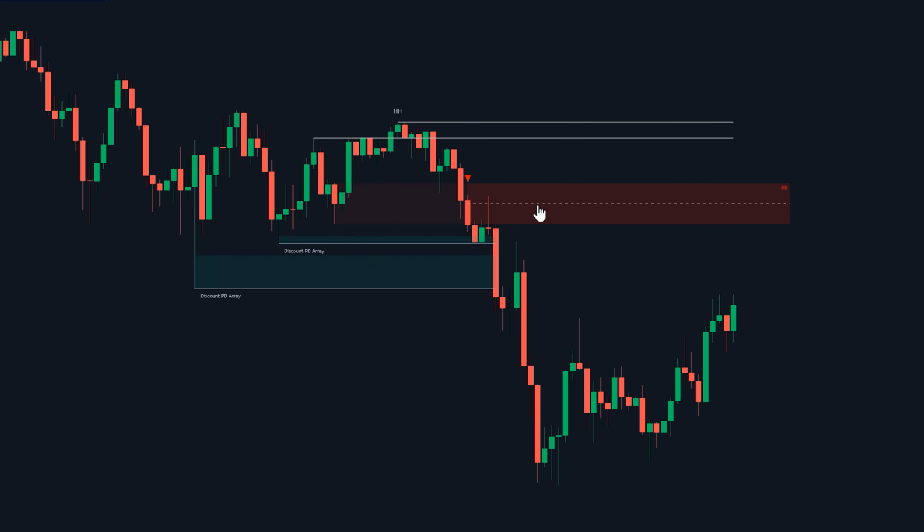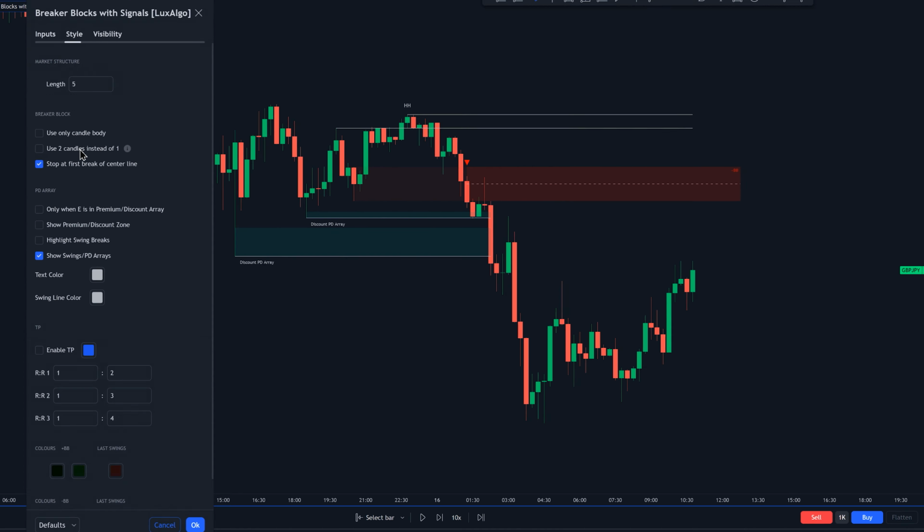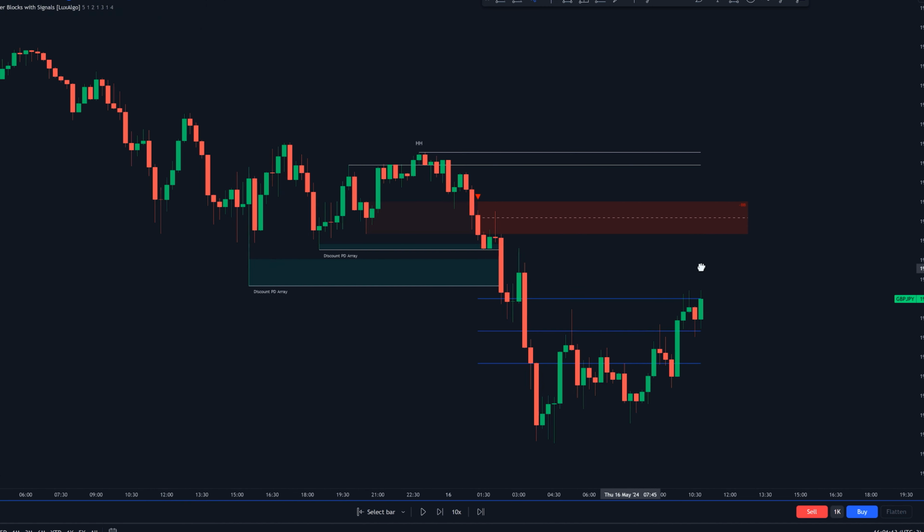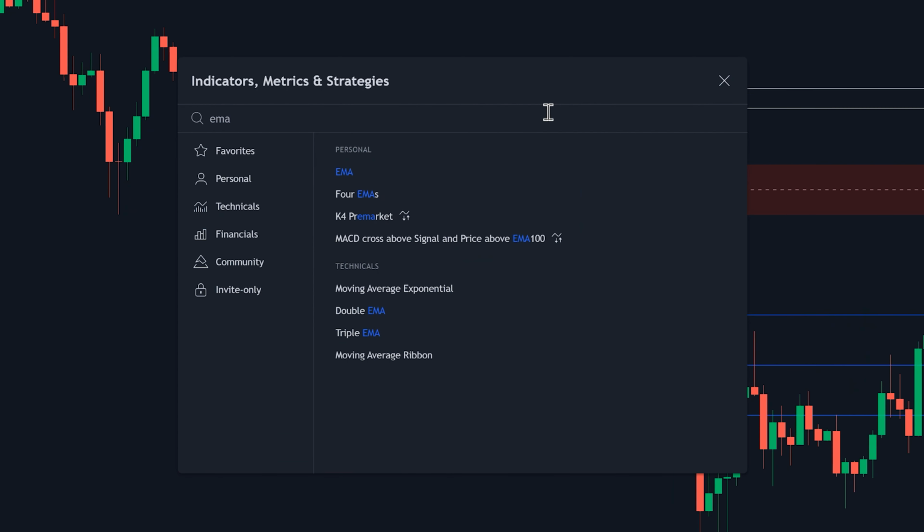Now, let's access the settings of this indicator. And on the Inputs tab, we want to check this box to use 2 candles instead of 1. We also want to enable TP for obvious reasons, so we can actually use them for take profit placements. After that, click OK. Now, let's add an EMA to our chart so we can use it for trend confirmation.